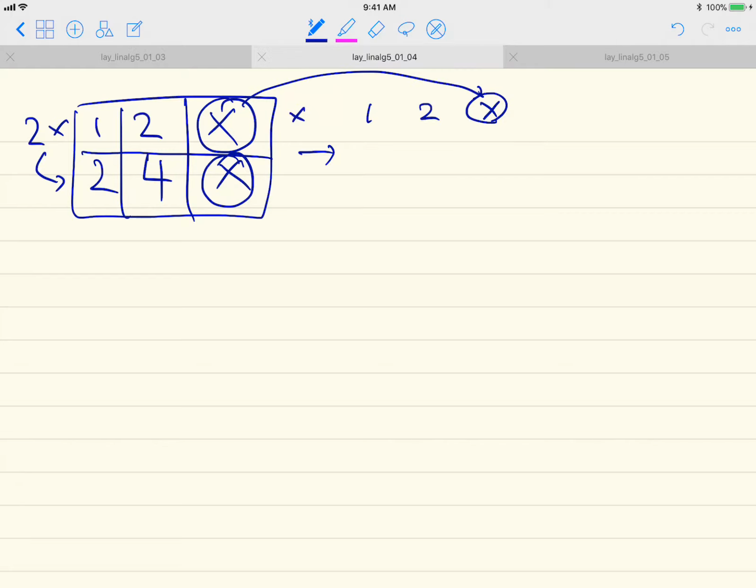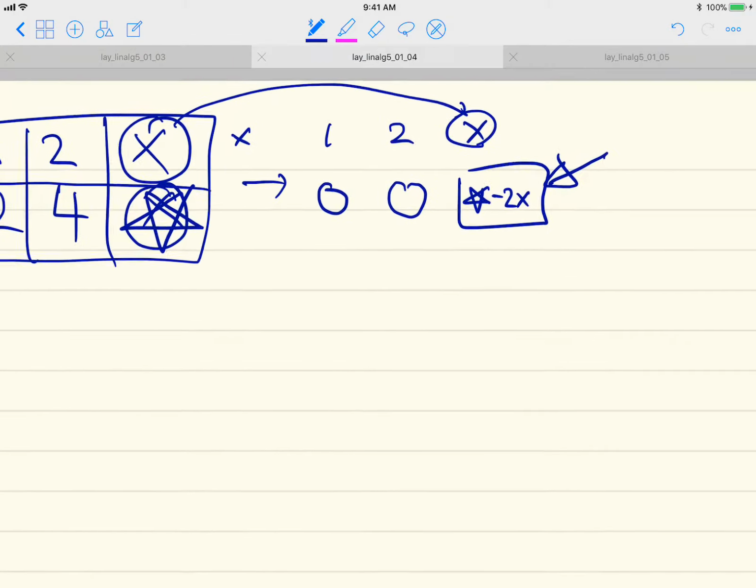But what about the second equation? We will see 0 and 0 here, right? And so let's think about this as a star, and then this value will be star minus 2x. Great. So even though we can compute this value in this manner, we don't need to care about it, right?